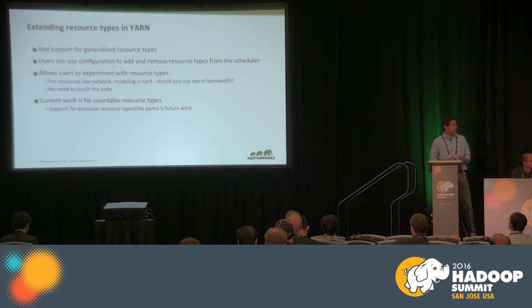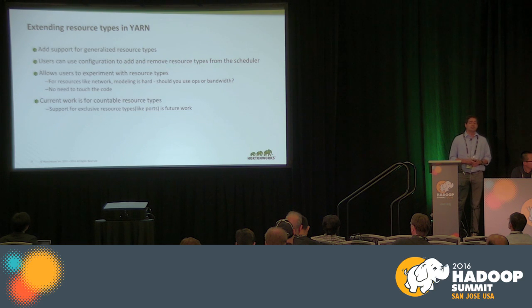The current work that we are doing is mainly for countable resource types. This is essentially where you can do math on the resource type. So you can say, I have 100 units of this resource type, and this container needs 5. It is not for things like ports, which are exclusive, where essentially if I have this resource type, nobody else gets to use it. That's future work. We plan to get to it after we're done with the countable ones.